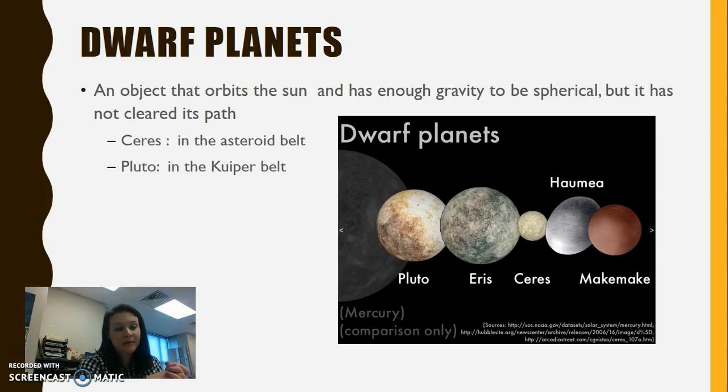And then Pluto. So Pluto, as you know, used to be considered a planet, a main planet in our solar system. But as we discovered more about it and more about our solar system, we realized that it didn't have a cleared pathway, so we needed to create its own category, hence the term dwarf planet. Pluto is located in the Kuiper Belt.